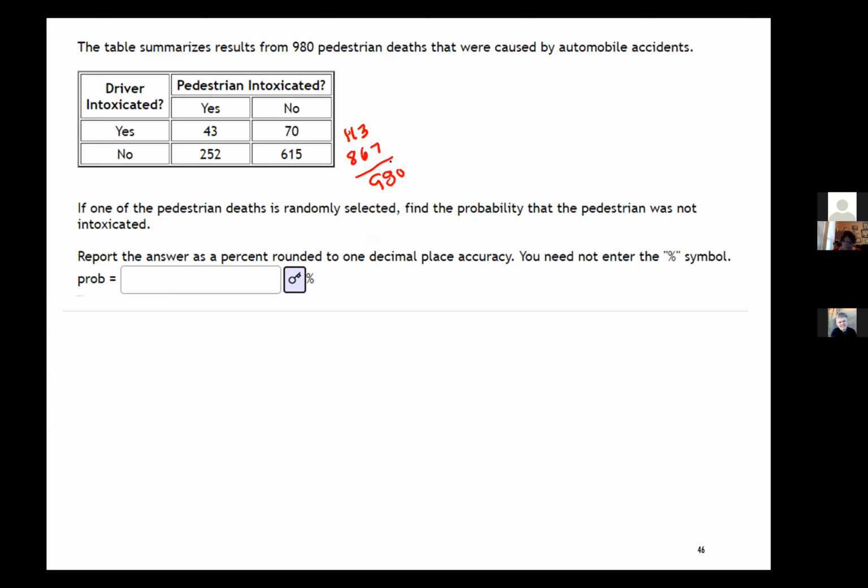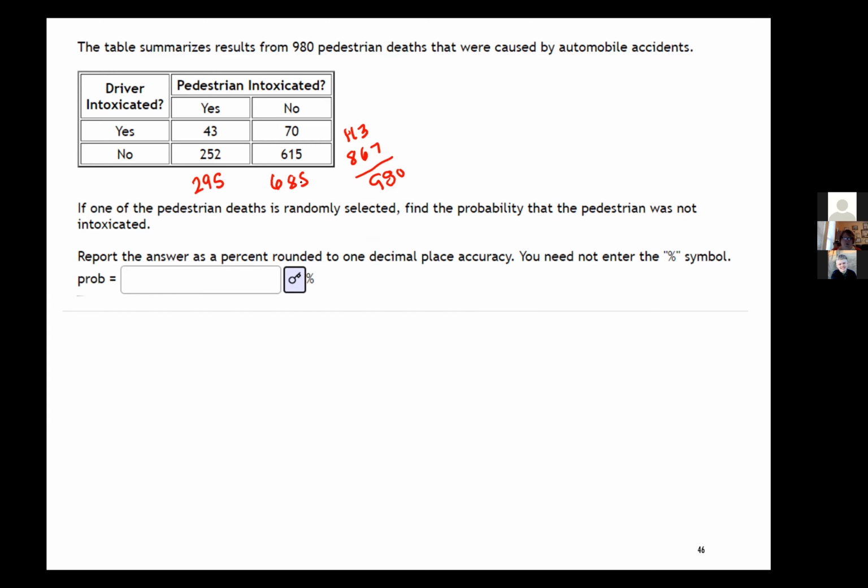And then you can do the columns too. So we have 43 plus 252, so pedestrians intoxicated was 295, and not intoxicated was 685. And again, the 295 and the 685 need to add up to 980.